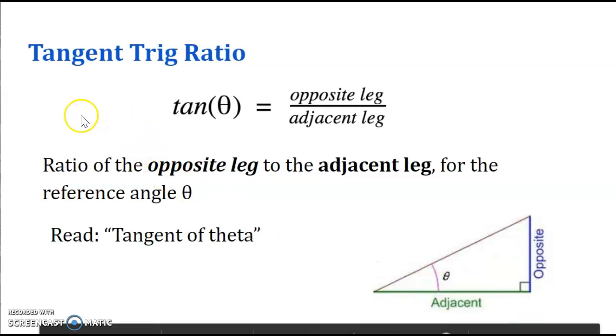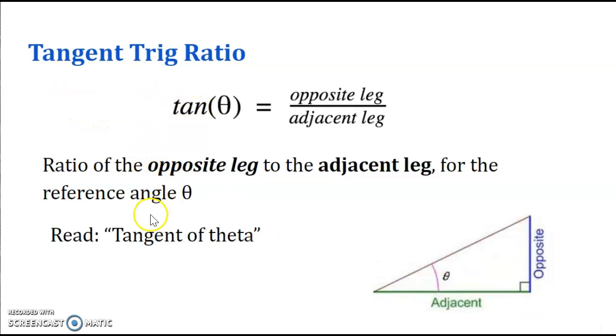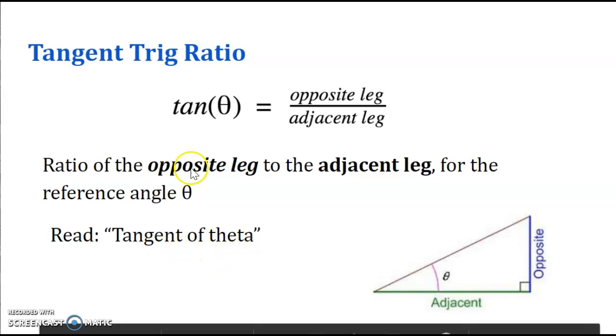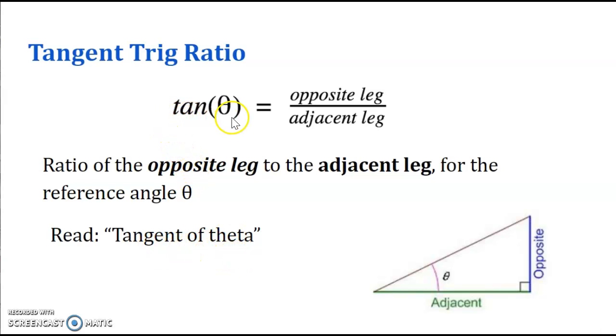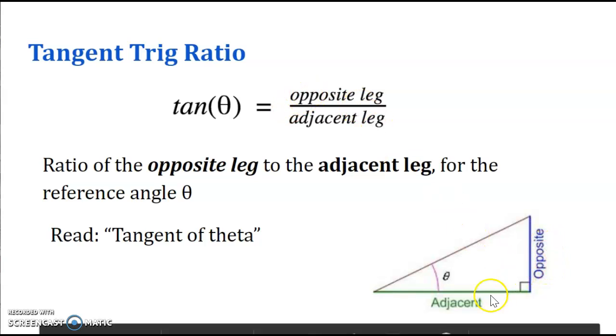The third trig ratio is tangent of theta. We read it as tangent of theta, and write it as tan theta for short. It's the opposite leg divided by the adjacent leg. So it's the ratio of the opposite leg to the adjacent leg for the reference angle theta.